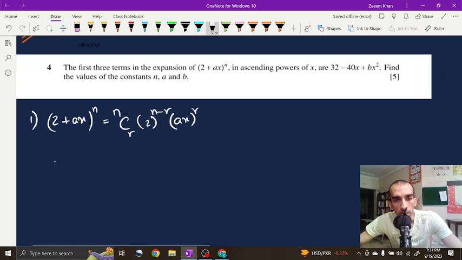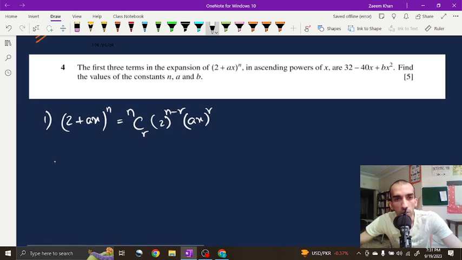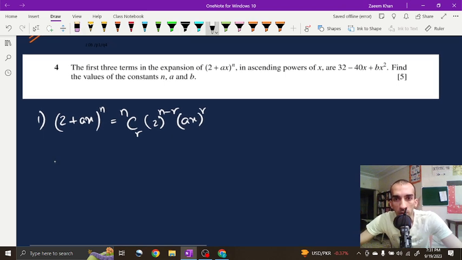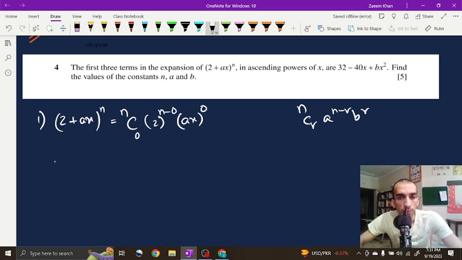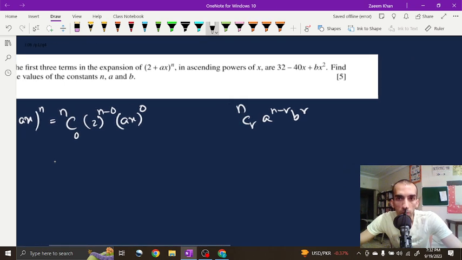What next? Don't we usually take the first value of r as 0? Yes, so let's start. Let's write the formula separately: n minus r and b to the r. This is going to be 0, 0 and 0, right? What next? How far are we supposed to expand it up till?